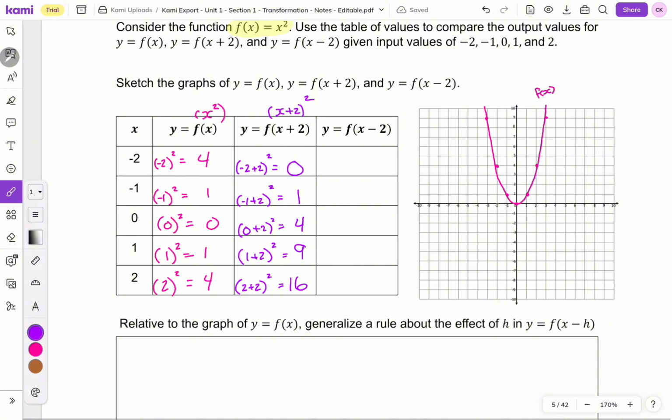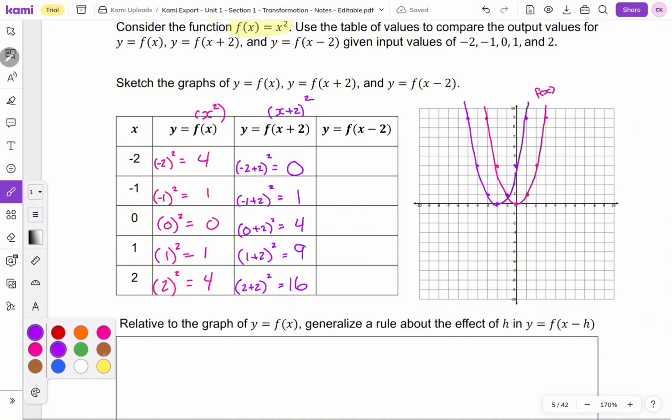Now, -2 is 0, -1 is 1, 0 is 4, and if we kind of continue this pattern up, now it looks like we only have half a parabola here. Of course, parabolas are symmetrical, so we can just create the other half of this parabola over here. And then we have our new parabola.